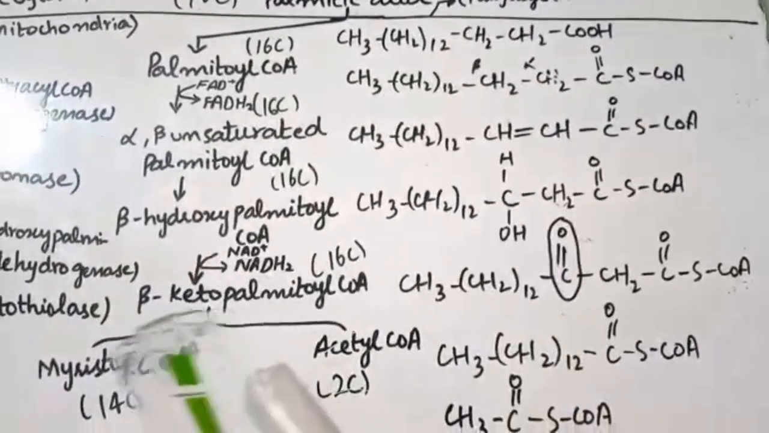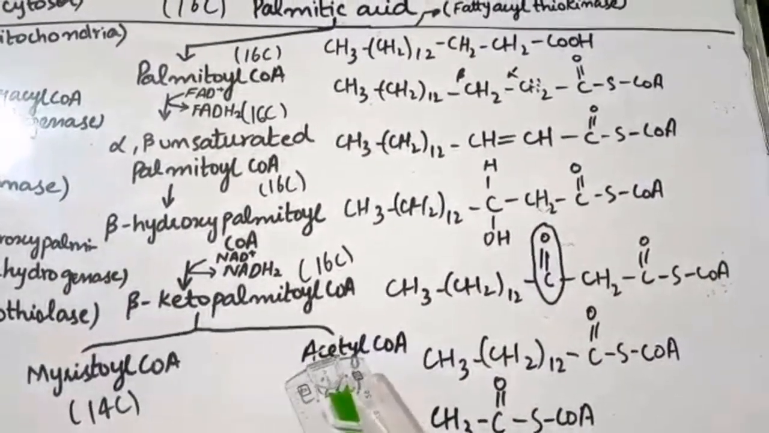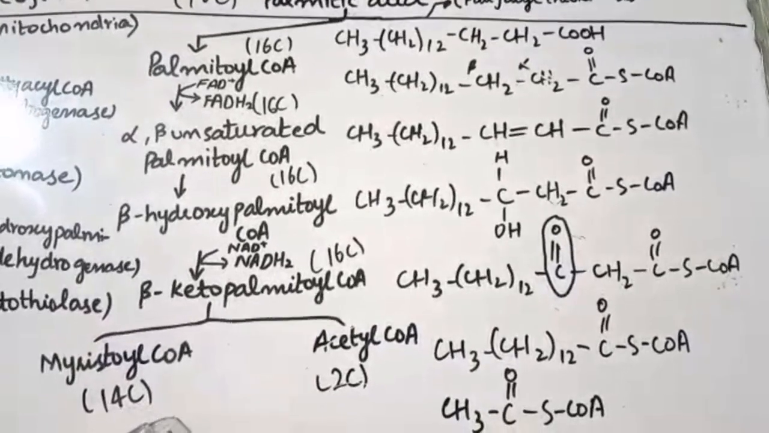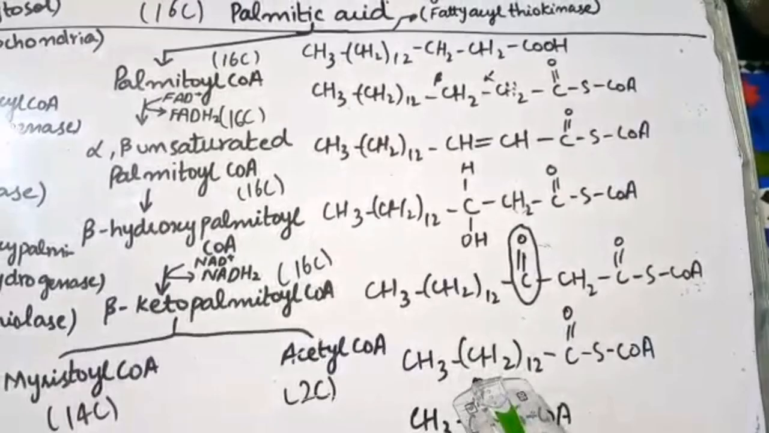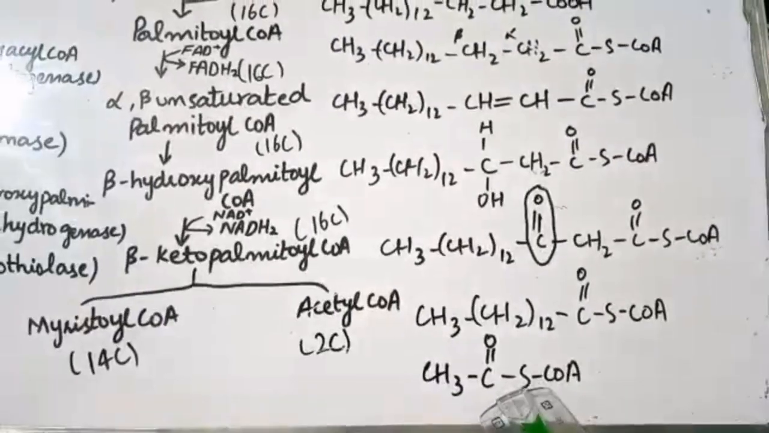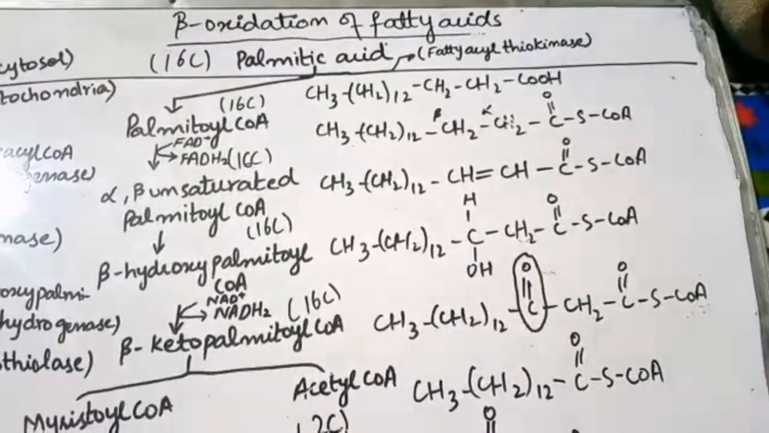Next we have to convert this beta keto palmitoyl CoA into myristoyl CoA and acetyl CoA. Myristoyl CoA is a 14 carbon compound, and here we have myristoyl CoA. Here we have 12 carbon, 13 and 14, and then this acetyl CoA, that is a 2 carbon product. Right, so that is the structural explanation of beta oxidation of fatty acids.